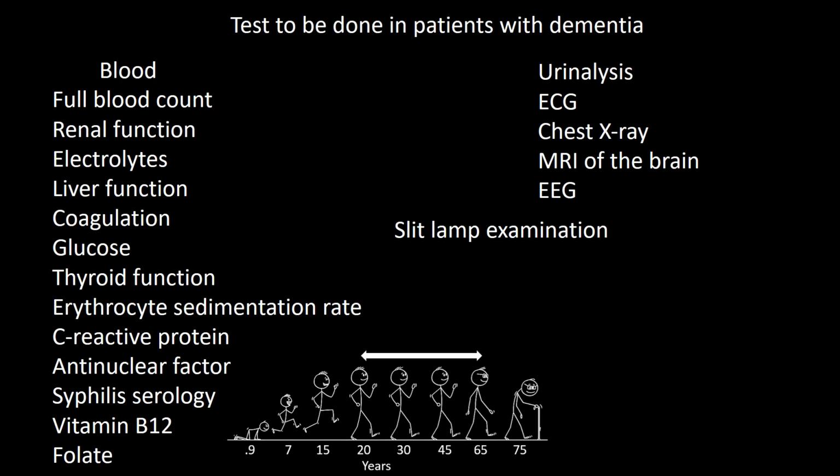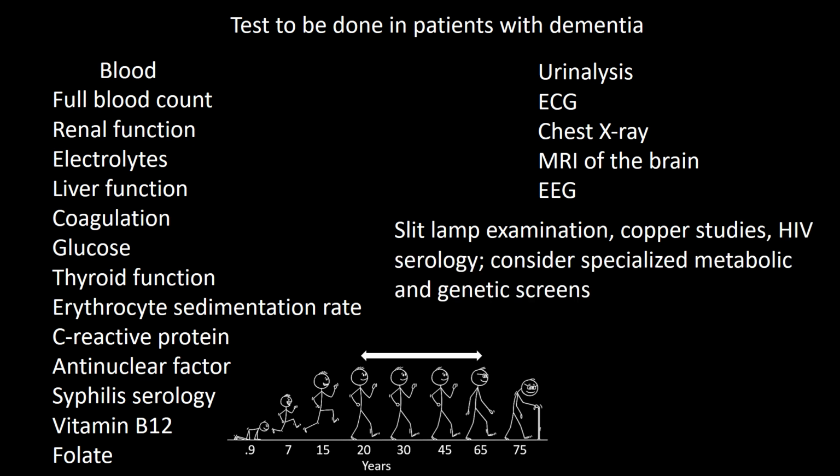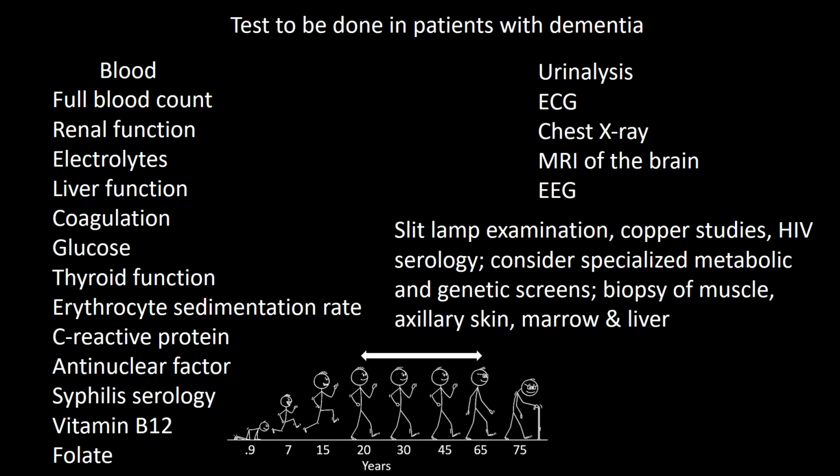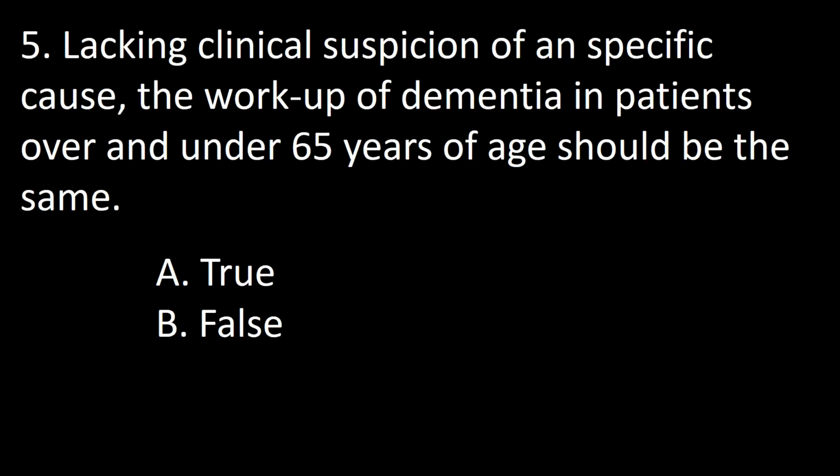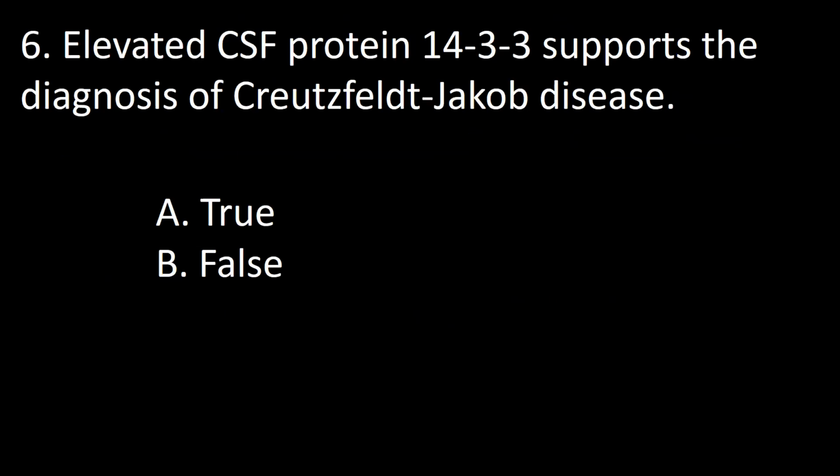In addition to a slit lamp examination, younger patients should have copper studies, HIV serology, and if no cause is found after getting the prior tests, you should consider specific metabolic studies and genetic screening, as well as muscle, axillary skin, marrow, and liver biopsies. So the answer to this question is false.